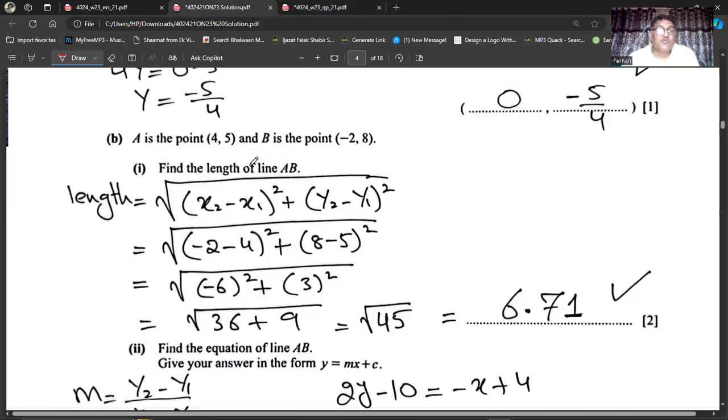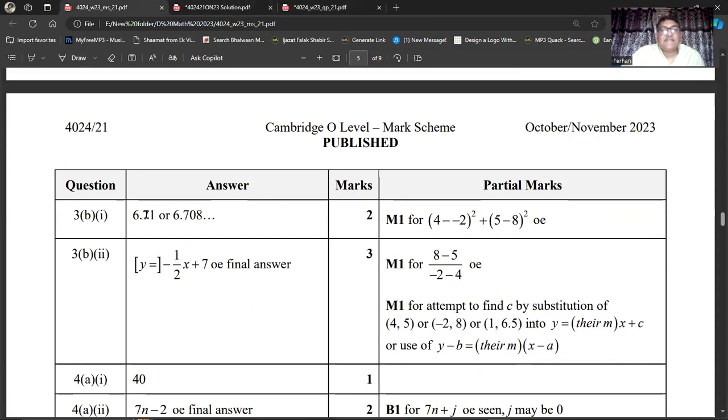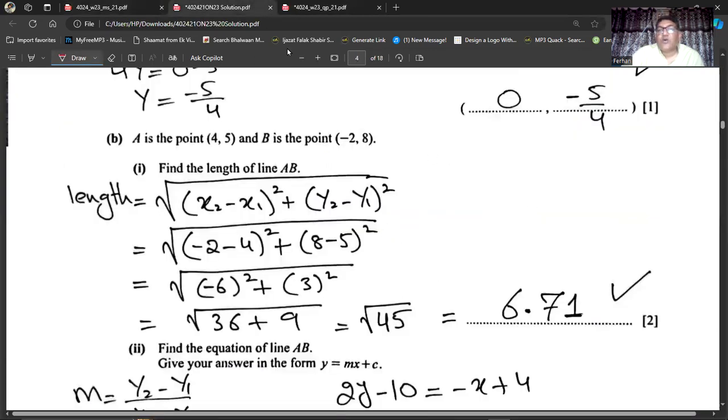So I will use these 2 points in the place of x1, y1 and x2, y2. So you see, minus 2 minus 4 whole square, plus 8 minus 5 whole square. Minus 2 minus 4 is minus 6, so minus 6 square will be 36. 8 minus 5 whole square is 3 square, and that will be 9. 36 plus 9 is 45. The square root of 45 will be 6.71. So the length AB is 6.71. So the answer is right. This is how I have done this.